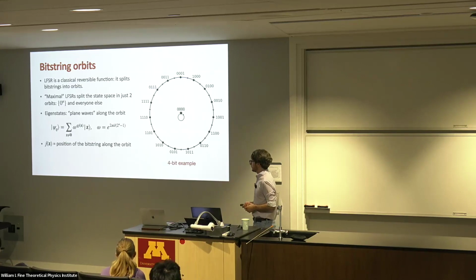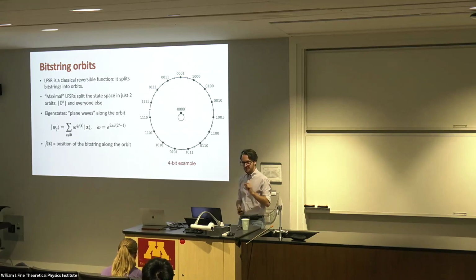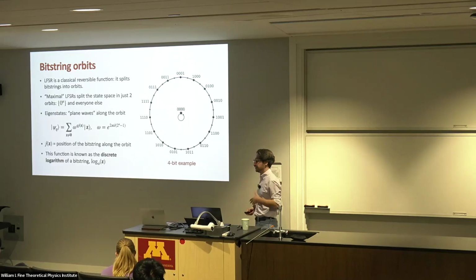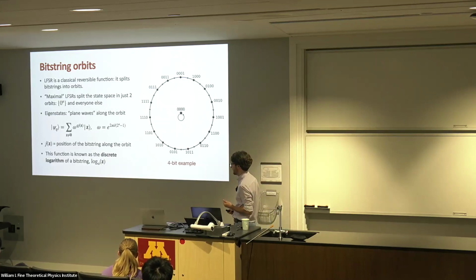So interestingly, this position of a bit string along the orbit is an object that is independently studied in algebra and number theory, known as the discrete logarithm of that bit string. This is an interesting function. There are, for example, quantum algorithms for computing discrete logarithms. It's relevant to cryptography and all sorts of things.